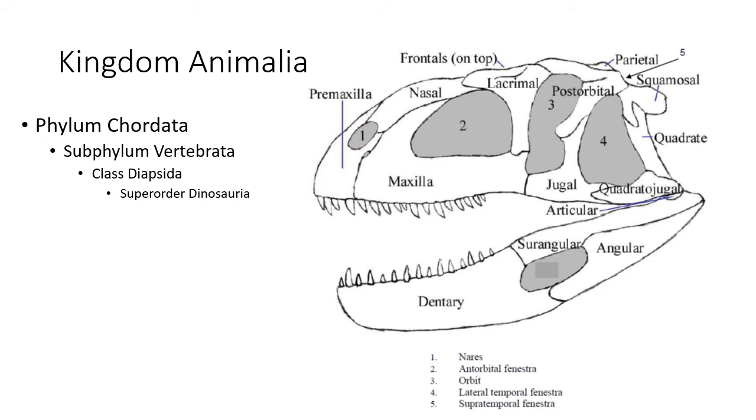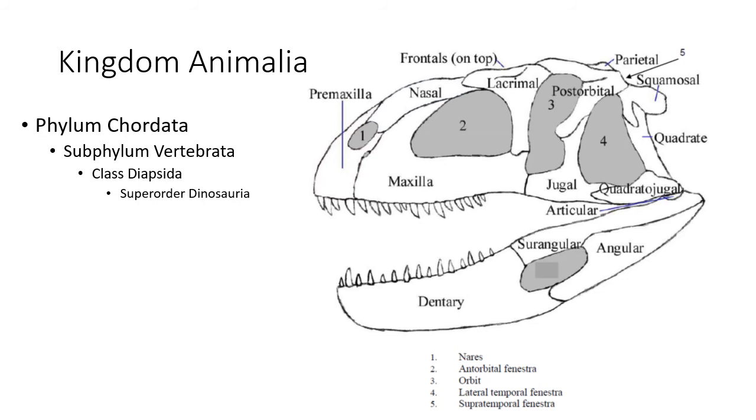Okay. Quadrate, that's going to be this bone down here that articulates with the lower jaw. So the lower jaw here can be removed, and we'll talk more about that in a minute. The quadrate is the bone back here that the lower jaw attaches to your skull. Okay. There's also a couple other little bones here.